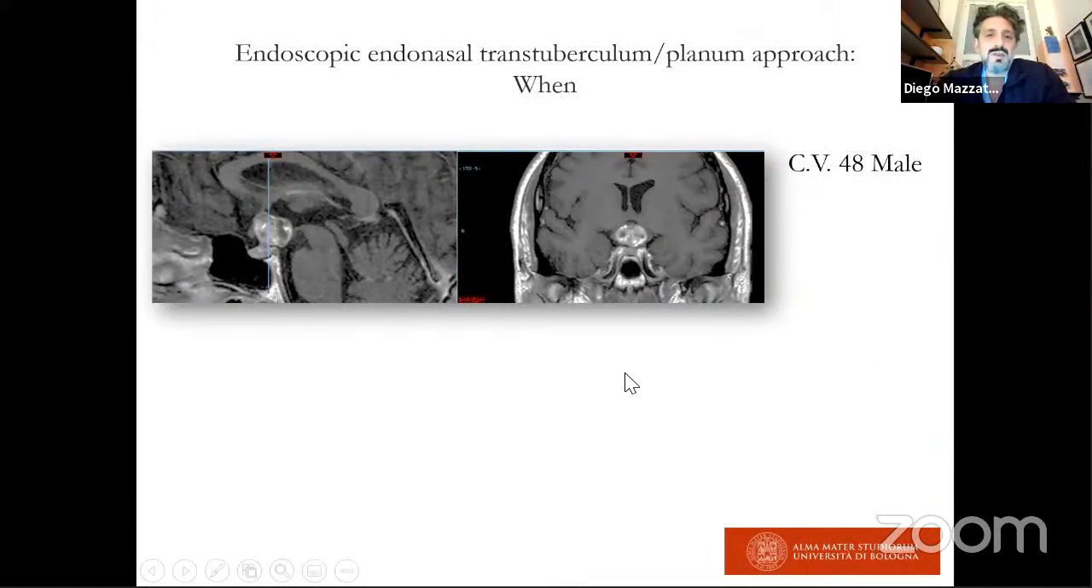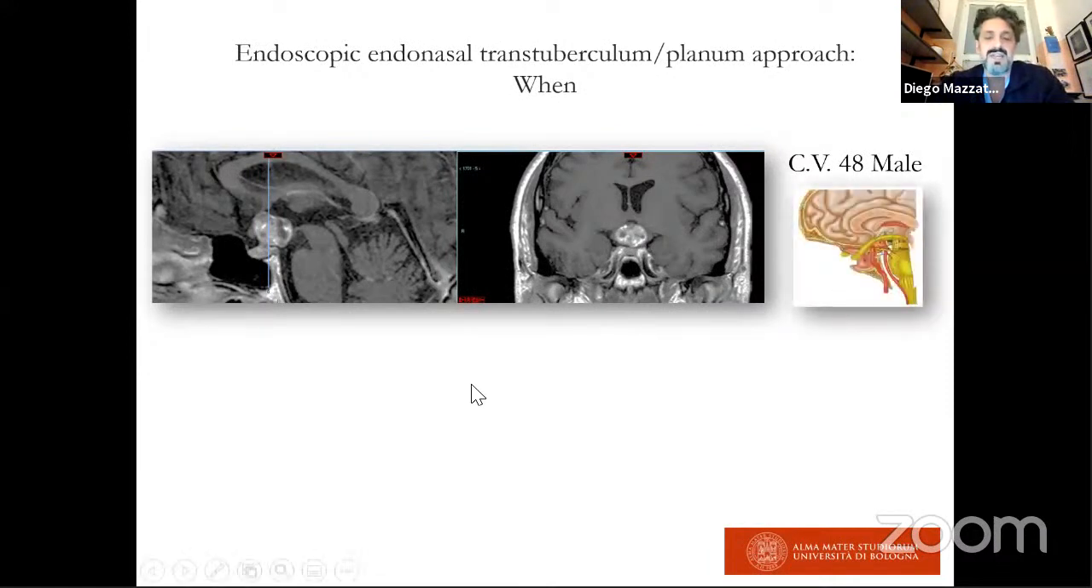When do we use the endoscopic endonasal transtuberculum approach? Not always. It's not a question of fate. In this case, this is a grade 3 with chiasm involvement. We can see the very normal third ventricle. This is the position of the A1, A2 complex and the chiasm.